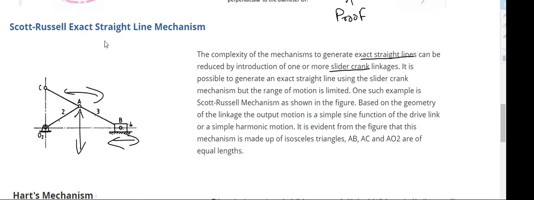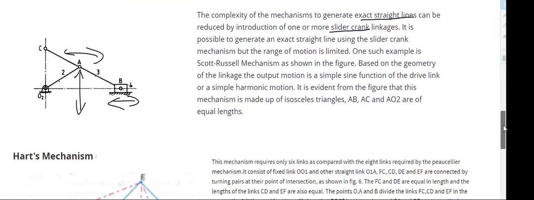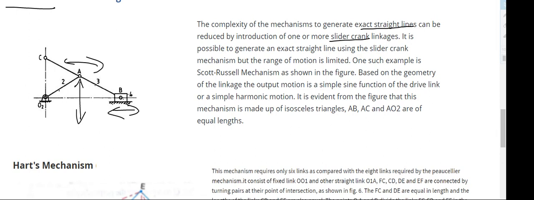Modified Scott-Russell is not an exact straight line, Scott-Russell is an exact straight line. We are not studying modified Scott-Russell to avoid confusion. You only need to study Scott-Russell mechanism, which is the simplest of the exact straight line mechanism. So let me erase that. So when you write the notes, it will be easy.